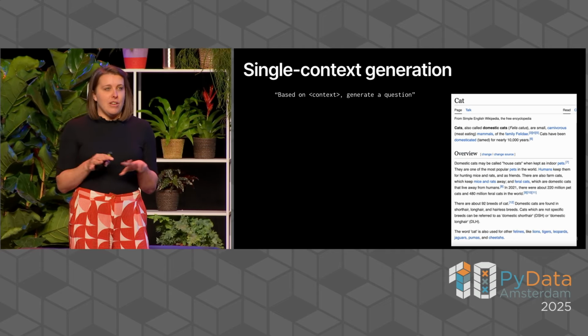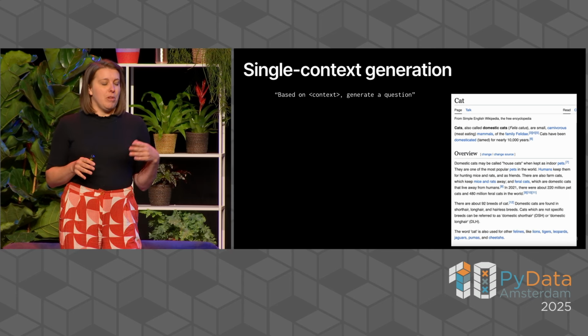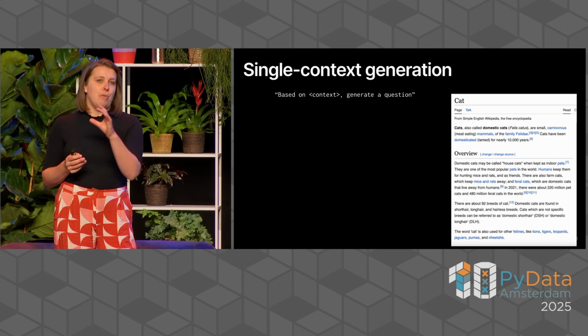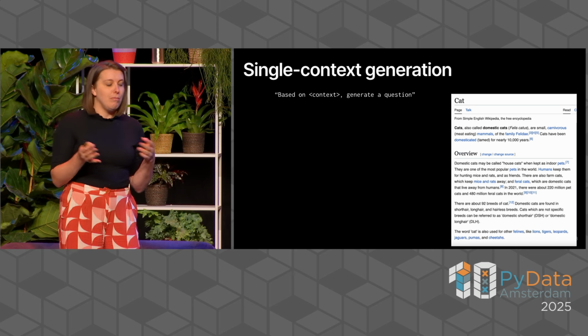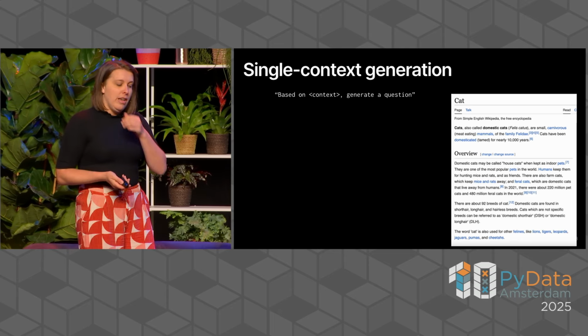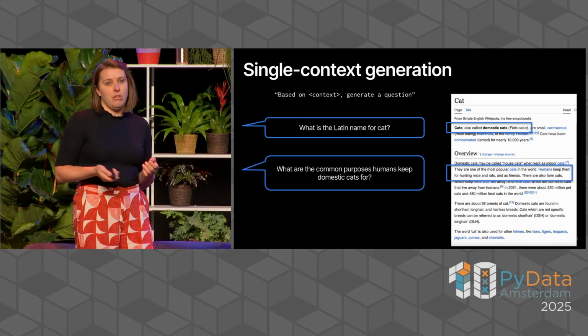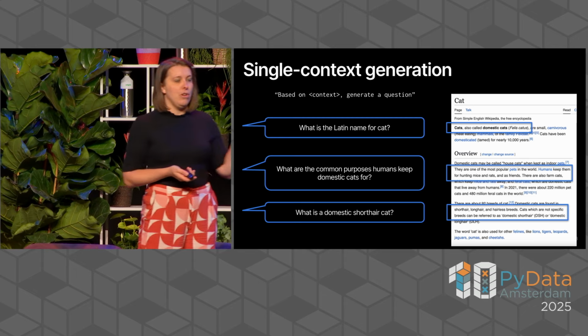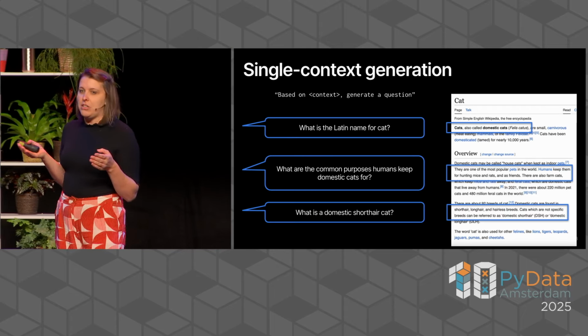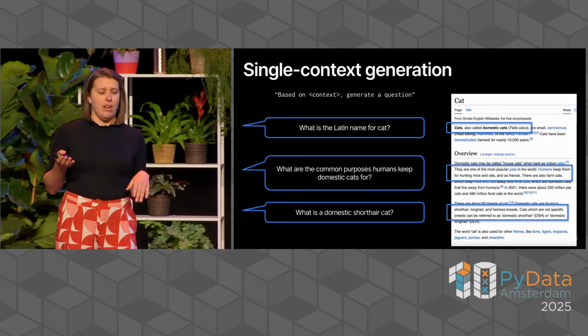The easiest and fastest one is to use something called single context generation. Basically, it takes the chunks from your context and plugs them into a prompt, something like, based on this context, generate a question, and then it will reliably return a set of questions for each context document. In many cases, in the first stages of your product, that's already good enough.